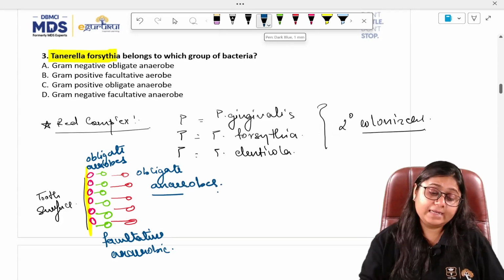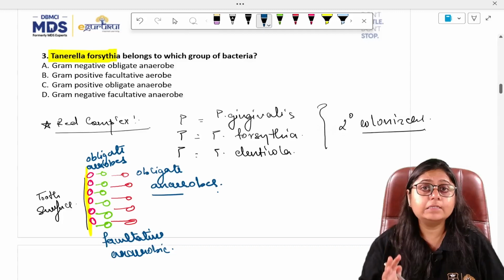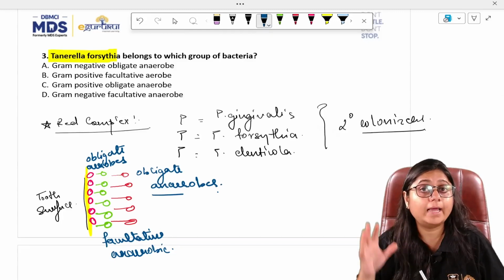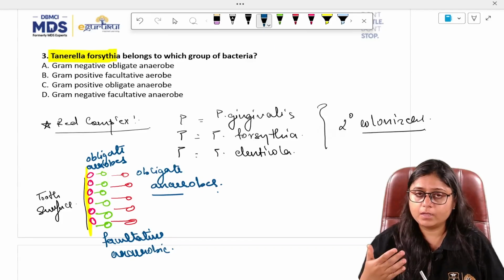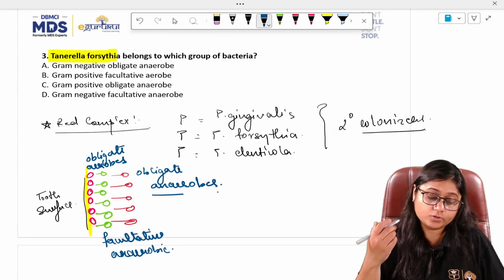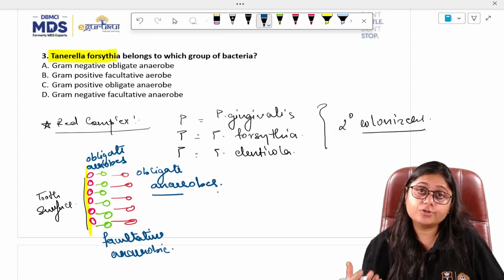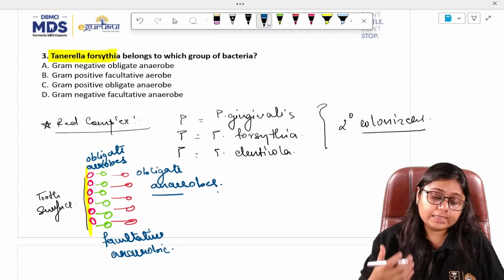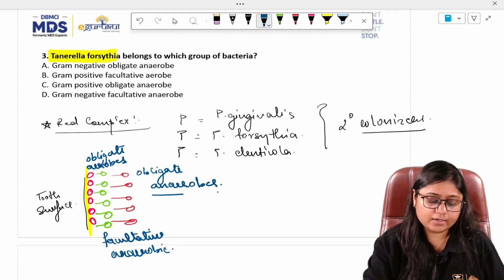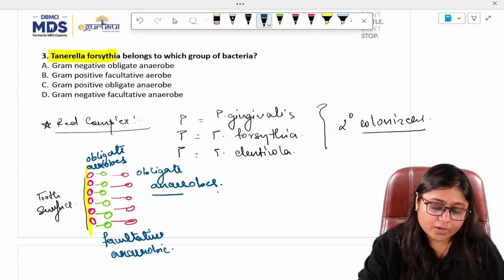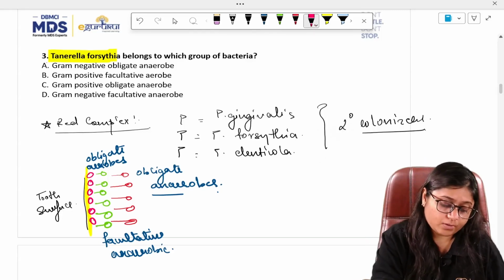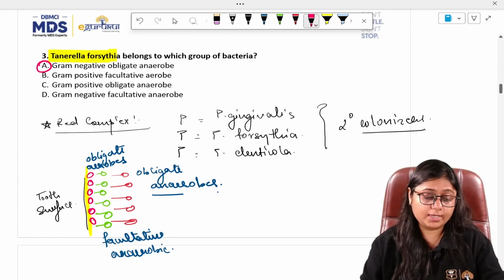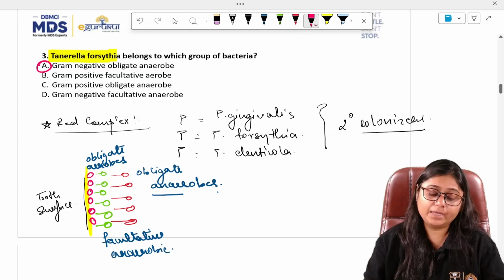All the bacteria which are present in the red complex are the most harmful, and they are responsible for causing periodontitis, right? They are responsible for causing destruction of the epithelium. So, these are obligate anaerobic organisms. These are gram-negative obligate anaerobic organisms. The answer to this question is gram-negative obligate anaerobes.